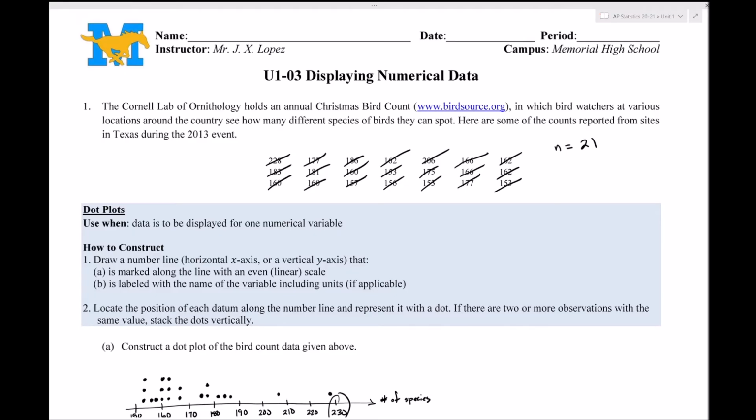AP Statistics. This is Unit 1 still. This is our third discussion handout. And we are beginning a discussion on numerical data. Numerical data, like I said in class, is going to last a lot longer than the categorical data discussion. There's a lot of stuff we have to go over for this first unit on just numerical data alone.